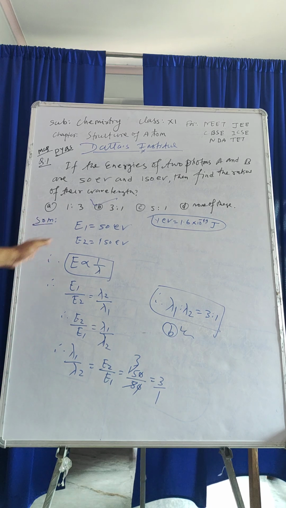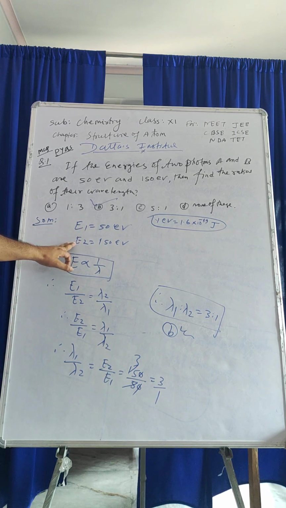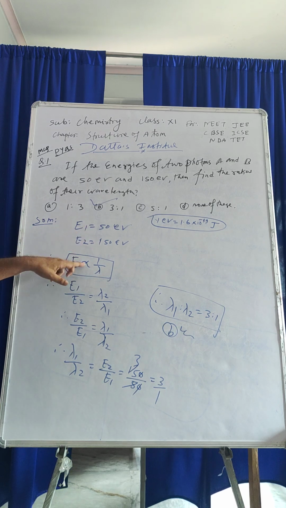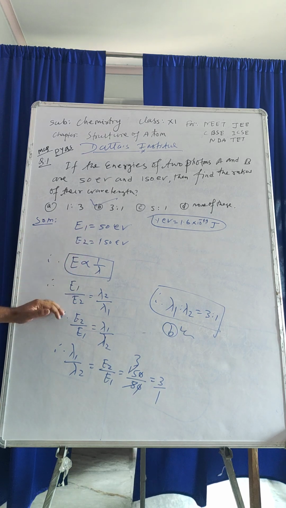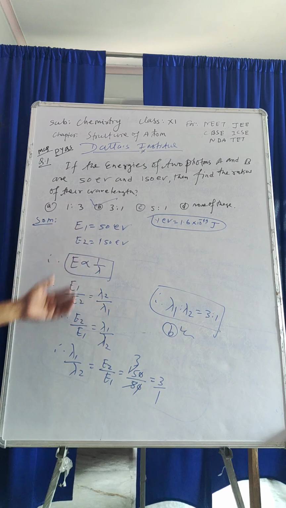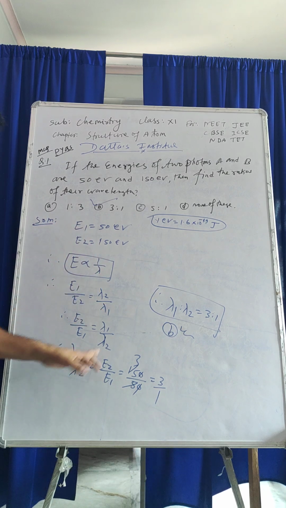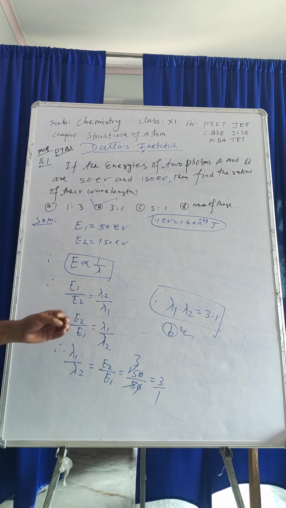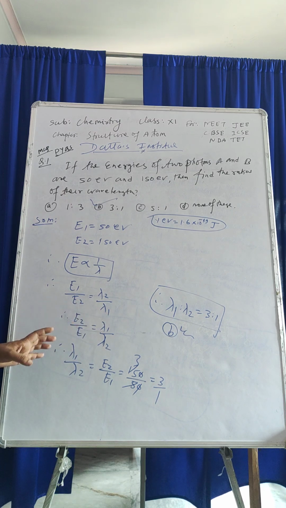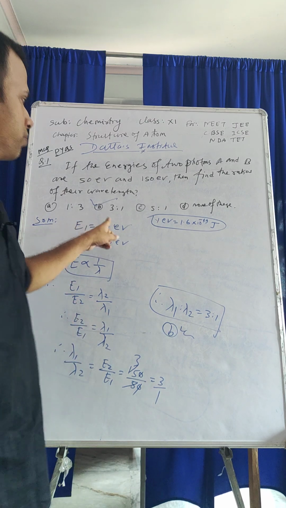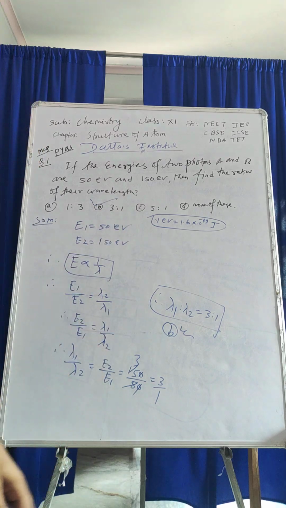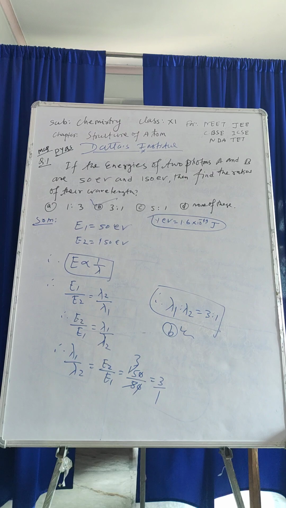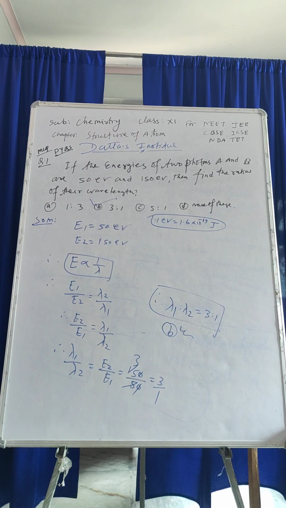What I am doing here, I first write E1 is given, E2 is given, and we know that the relation between energy and wavelength is E proportional to 1 by lambda, that is E1 by E2 equal to lambda 2 by lambda 1. So from that I find lambda 1 by lambda 2 equal to E2 by E1, that is 150 by 50. If I simplify this, it will be 3 by 1, that is 3 is to 1. So option B is the correct answer. Okay, got my point? So move on to the next question.